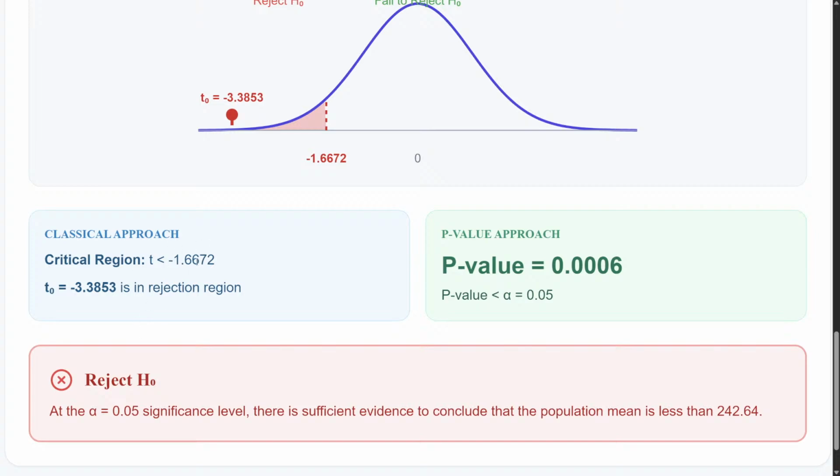So the critical region is t is less than negative 1.667. And the t-value that I got, my test statistic, is negative 3.3853. So we've rejected.